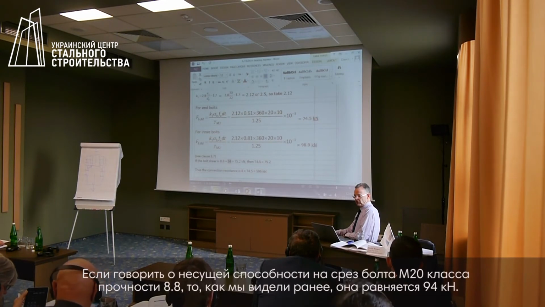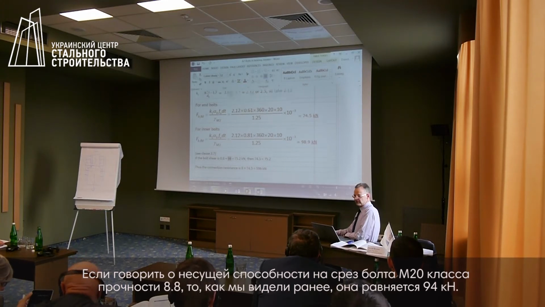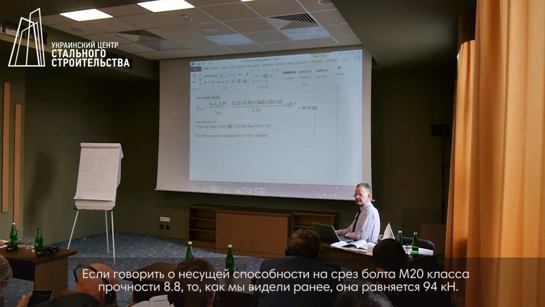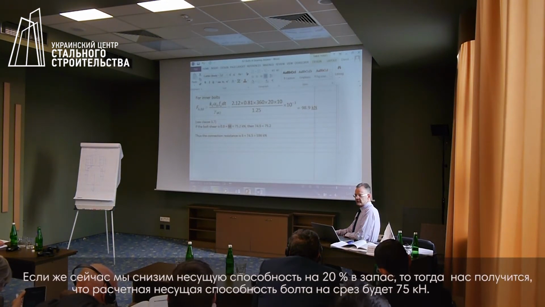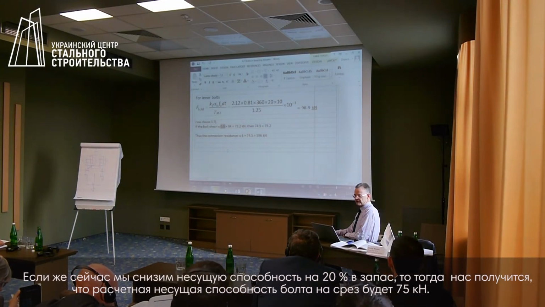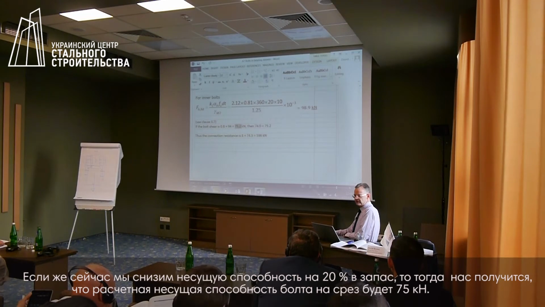The shear of an M20 8.8 bolt we saw earlier was 94 kilonewtons. So if we apply the 20% reduction that I spoke about earlier, then we find that the design shear resistance is 75 kilonewtons.